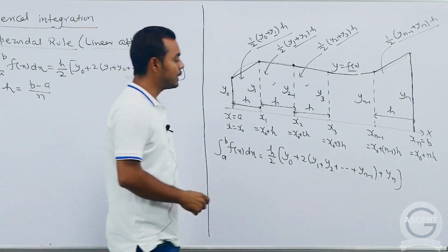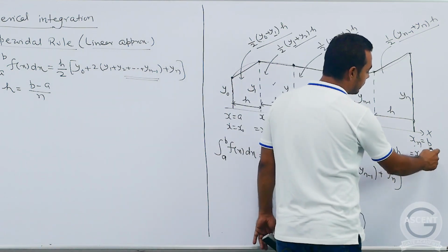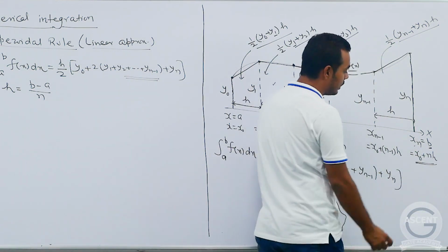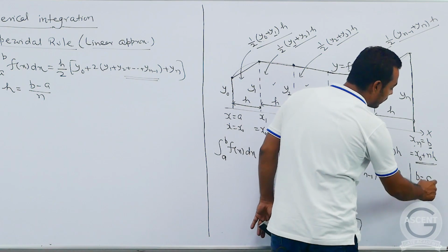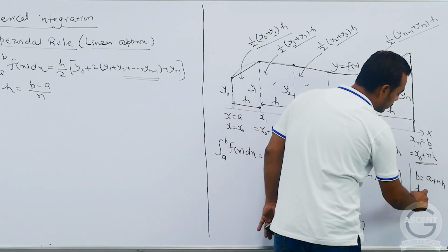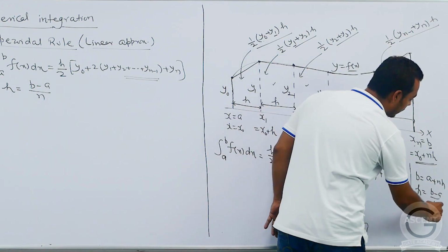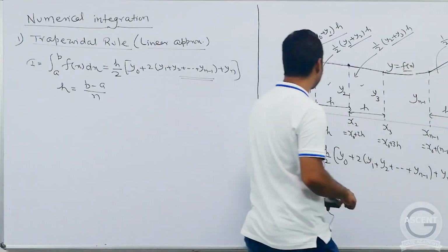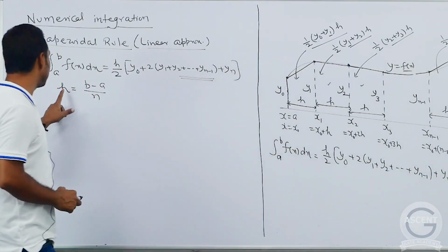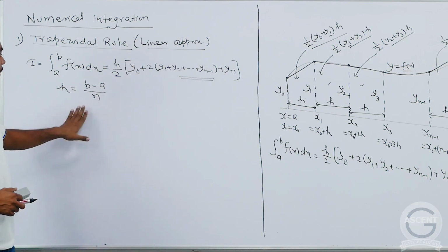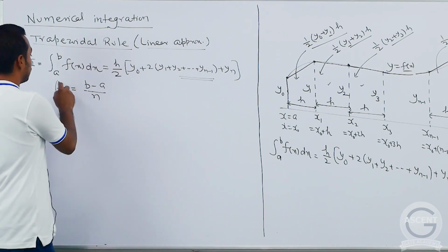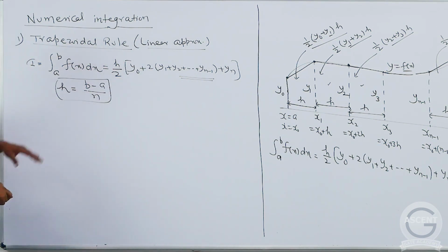As you can see, xn is b and this is x0 plus nh. So this means b will be a plus nh. So h will be (b - a)/n. So the width of each of these trapeziums can be obtained using this formula, (b - a)/n. Okay, so this was the first formula, the trapezoidal rule.